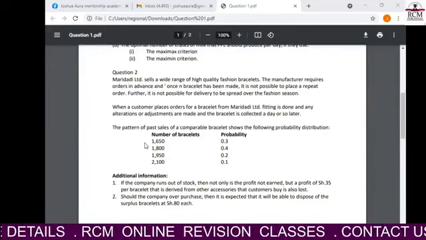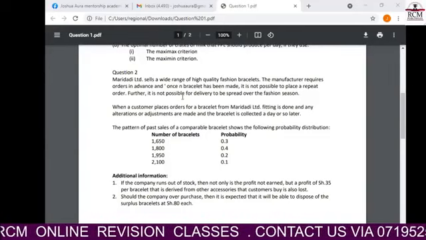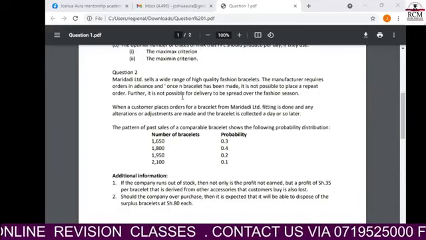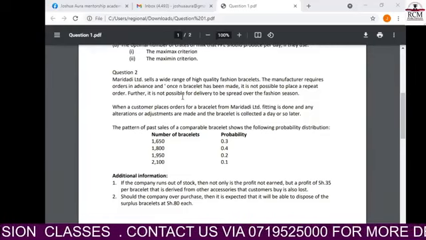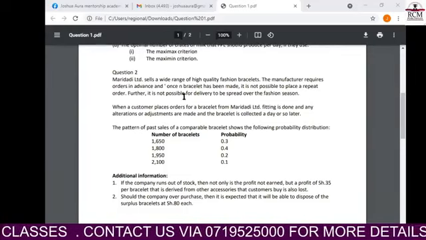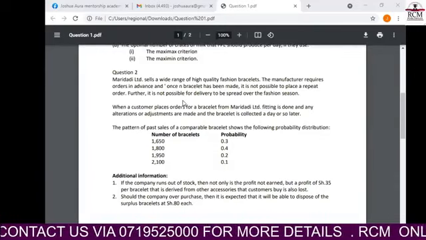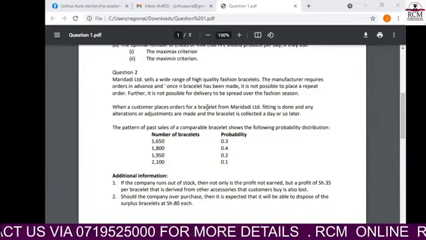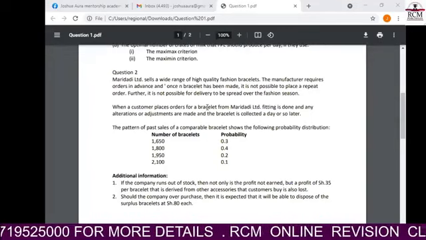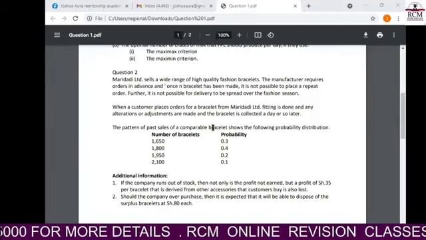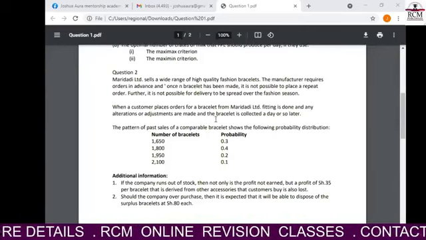So, ladies and gentlemen, we are told here, question number 2. Maridadi Limited sells a wide range of high-quality fashion bracelets. The manufacturer requires orders in advance, and once a bracelet has been made, it's not possible to place a repeat order. Further, it's not possible for delivery to be spread over the fashion season.